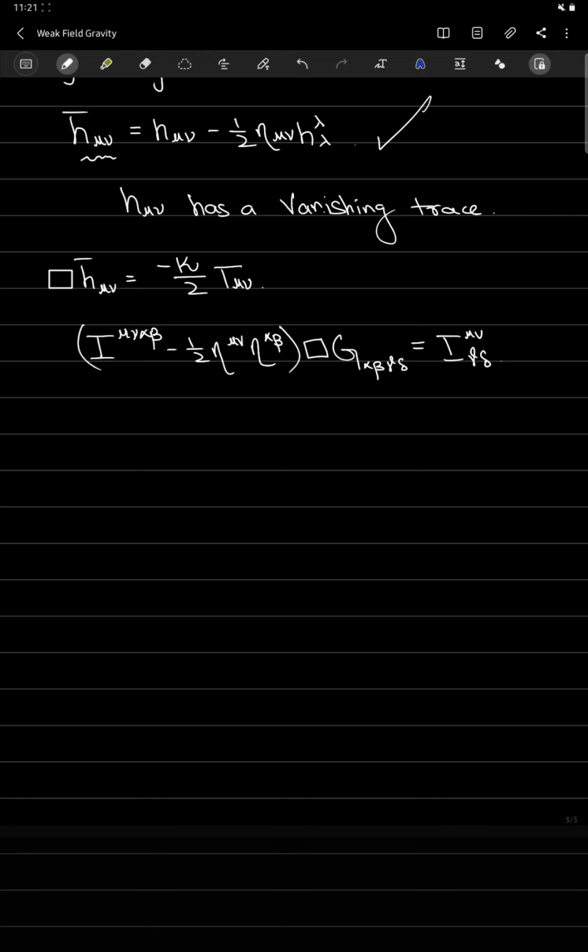And now with all of these equations in our head, I can extract the Green's function of the field h mu nu. And so upon using an ansatz, that is this G alpha beta gamma delta being equal to A, where A is just some constant, right? A times I alpha beta gamma delta plus B eta alpha beta eta gamma delta, and B is also a constant.